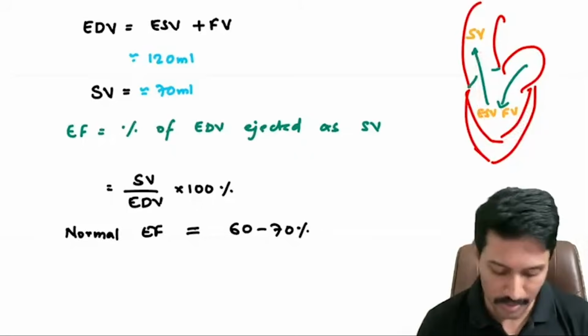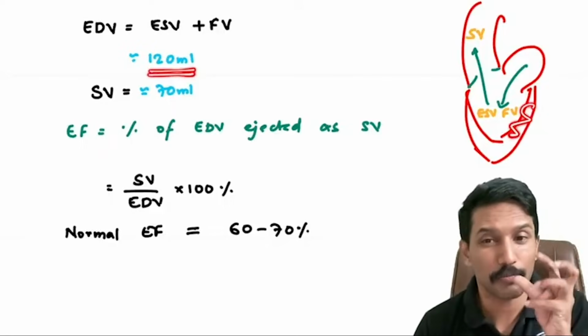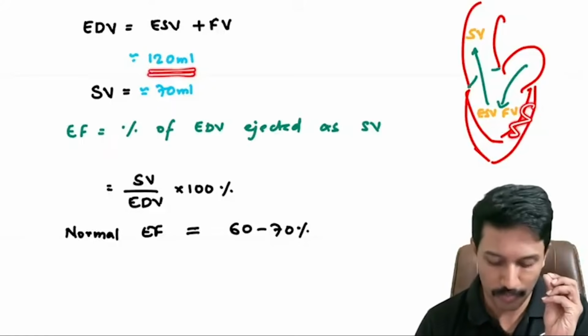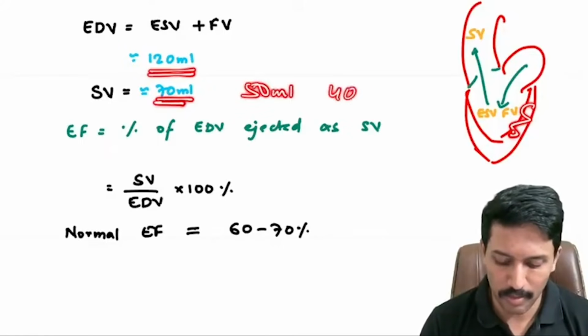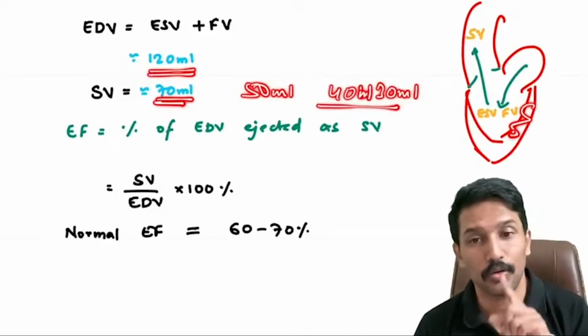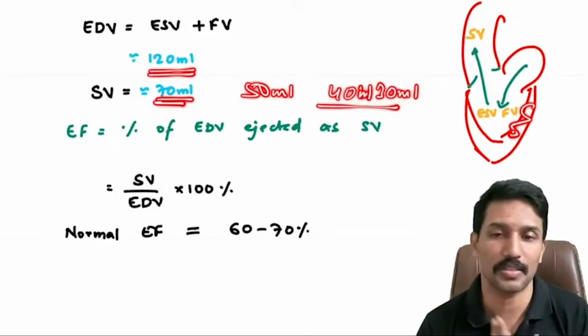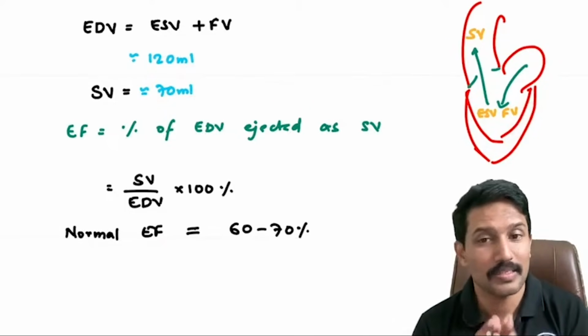Even if you give me 120 ml end diastolic volume, I've killed the muscle, so it can't generate sufficient force. Because of that, instead of 70 ml, I may be able to eject only 50 ml, 40 ml or 30 ml as stroke volume. So why did I get low stroke volume? Because the ejection fraction is now less, right? So what does this indicate?